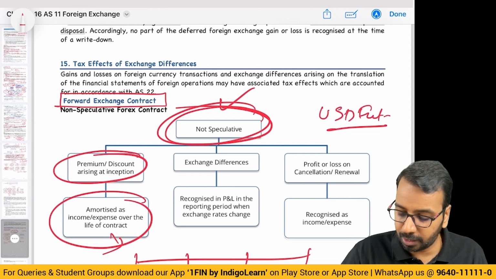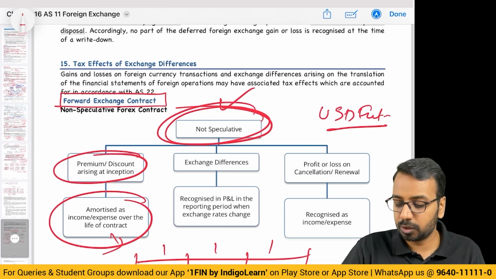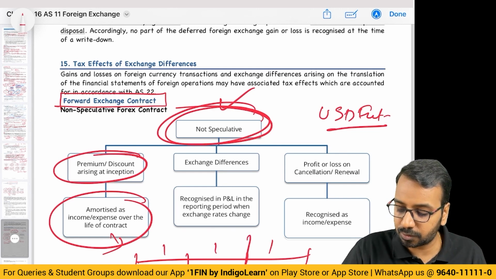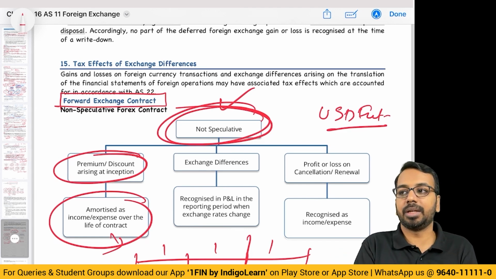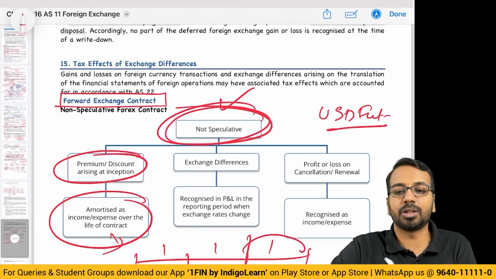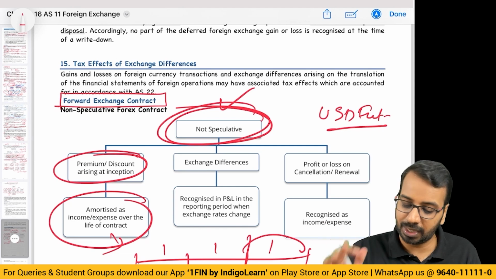Okay, so the total premium has to be split between 3 months. So till here, 31st of March of 25, I have to recognize in the current period, and the balance I have to recognize in the subsequent period. Okay, that is one.